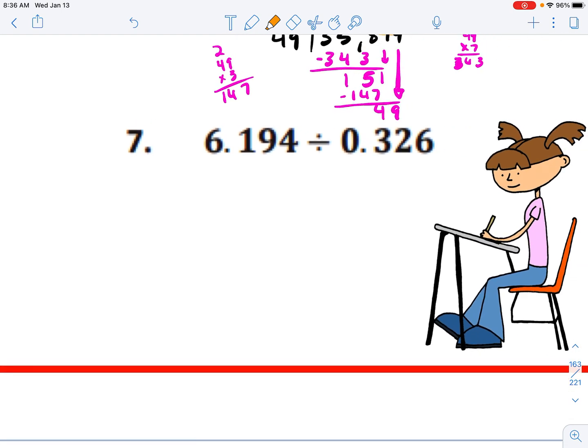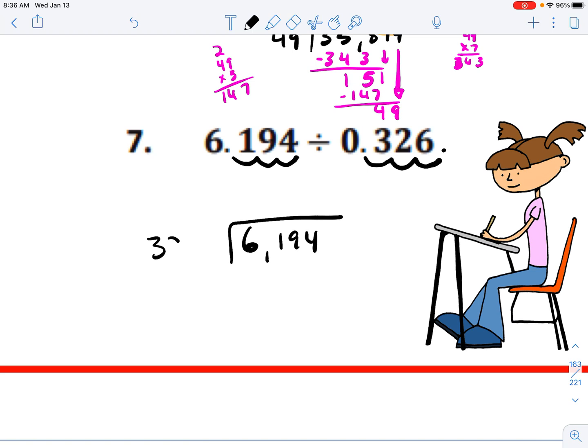Now, my last problem is number 7. I have 6 and 194 thousandths divided by 326 thousandths. I need to make the divisor a whole number, so I'm going to move it 3 places to the right. I have to do the same thing to the dividend, okay? So now my new problem turns into 6,194 divided by 326, okay?